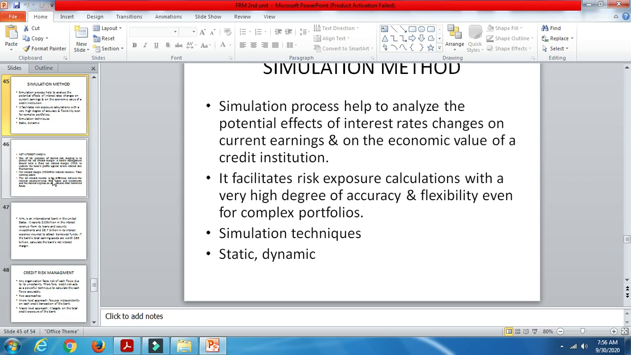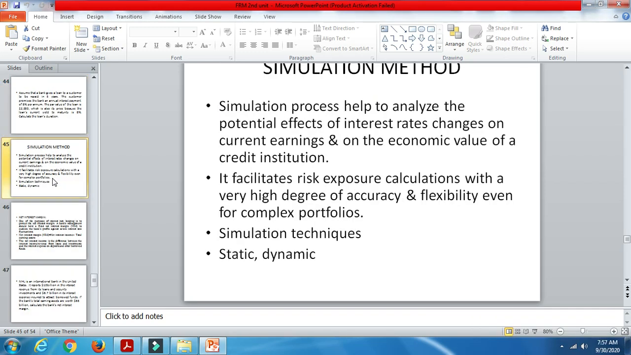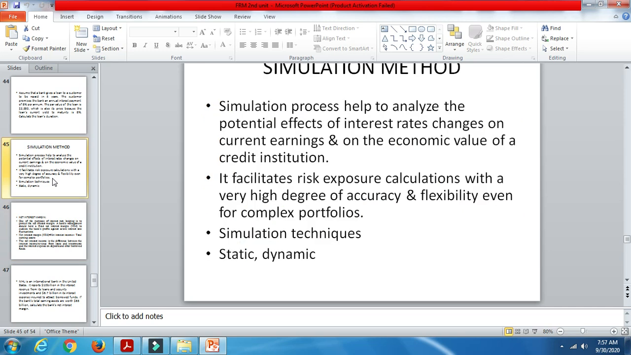Basically they are divided into two, static and dynamic. In the static approach, the on and off balance sheet positions of the current period were valued. Whereas in the dynamic simulation method, you make an assumption about the future, and depending upon that, how interest rates will react or the sudden changes that will happen in bank operations will be measured under the dynamic situation.